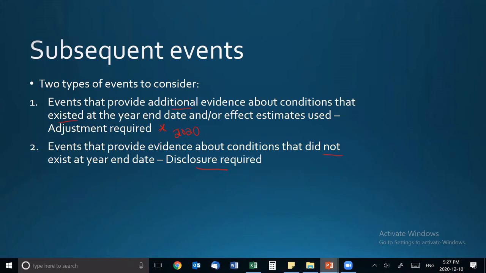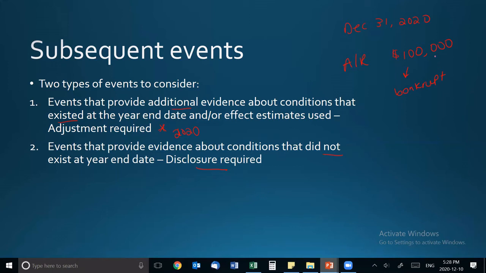So a good example of having an adjustment required is, let's say that at the end of the year, December 31st, 2020, you have an AR balance for one of your customers of, let's say, $100,000. Okay, so one of your customers has an AR of $100,000. After December 31st, so maybe a few weeks after, sometime in January, you find out that this customer has gone bankrupt. And you're never going to get this $100,000.